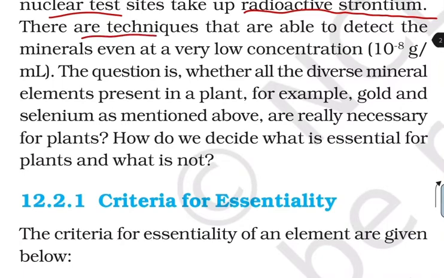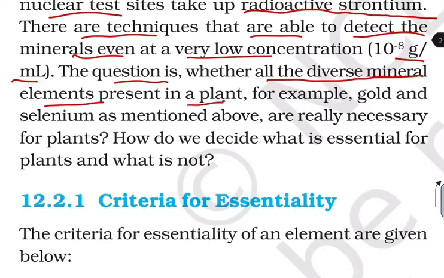There are techniques that are able to detect the minerals even at very low concentration, that is 10 to the power minus 8 gram per milliliter. The question is whether all the diverse mineral elements present in plants, for example gold and selenium as mentioned above, are really necessary for plants. How do we decide what is necessary for plants or what is not?